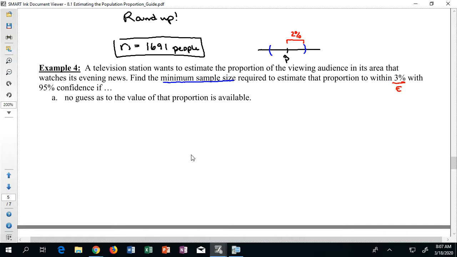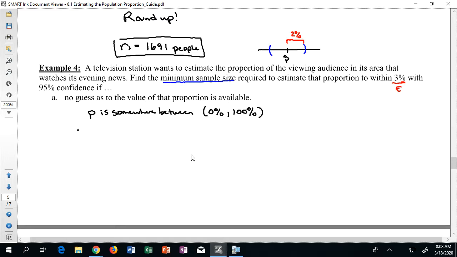Now in part A, we're going to pretend that there's no guess as to what the available proportion is. So what we know right from the start is that P is somewhere between 0% to 100%, right? Because we have no idea what it is. It could be anything. So it kind of exists in this interval.